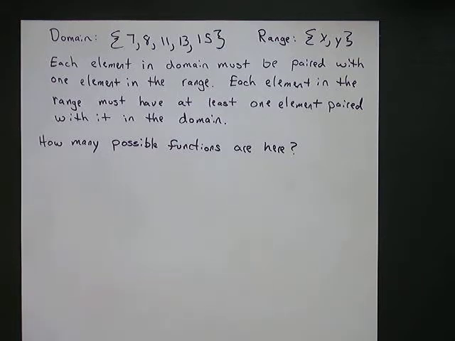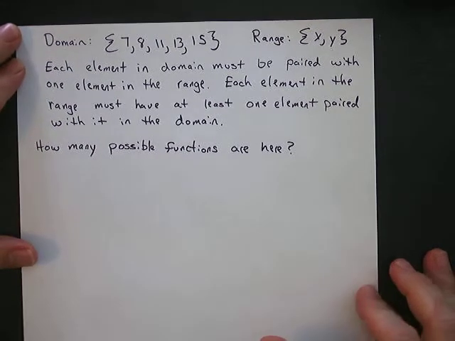In this problem, we have a domain that's equal to 7, 8, 11, 13, 15, and we have a range of x and y. We're told that each element in the domain must be paired with one element in the range, one and only one. Each element in the range must have at least one element paired with it in the domain. Okay, so how many possible functions are there?